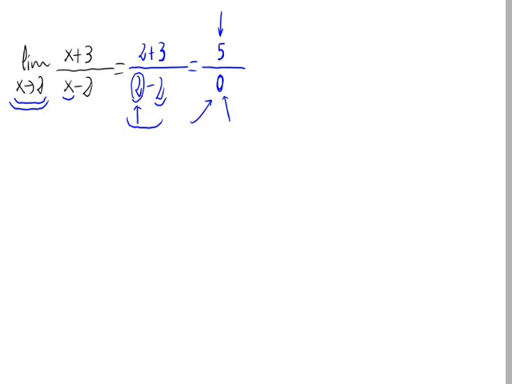So what can we tell about 5 divided by something very small, that is near 0? A number divided by something very close to 0 is something really big, and that is the infinite, of course, and that would be the result of the limit.